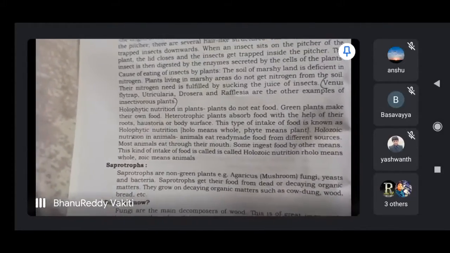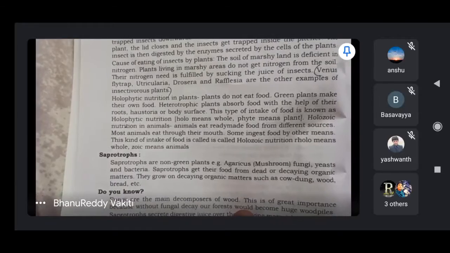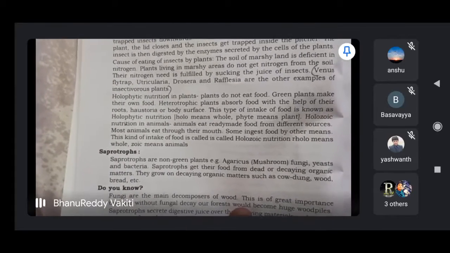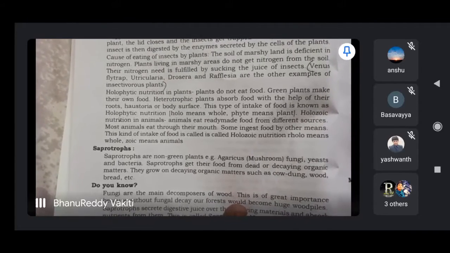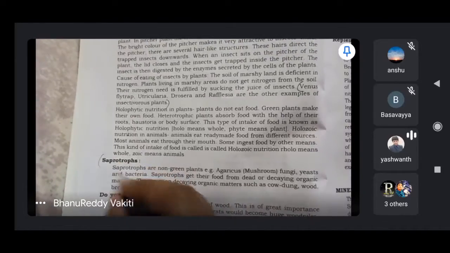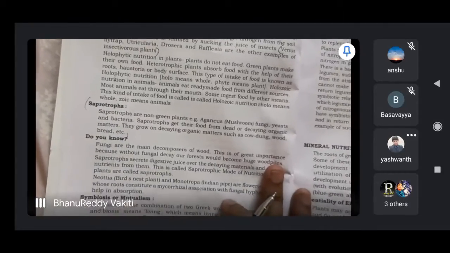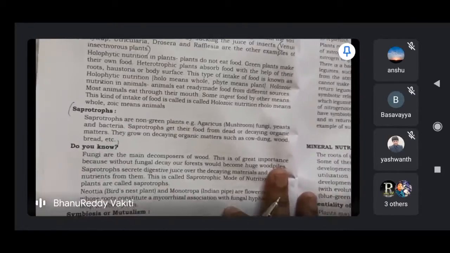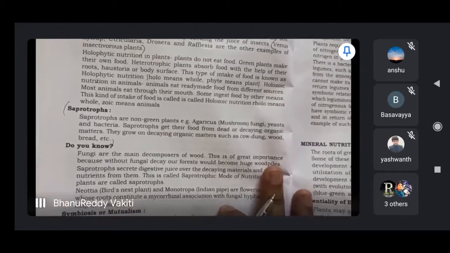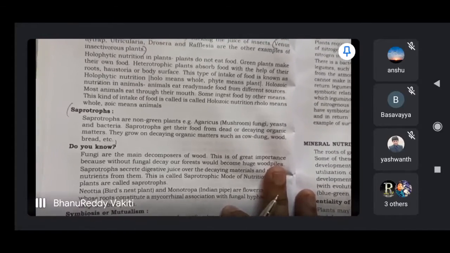And saprotrophs. Saprotrophs are non-green plants. Examples: Agaricus, mushroom, fungi, yeast. These are bacteria. These all are types of saprotrophs and get their food from dead or decaying organisms. And for decomposition, these are most probably important. Fungus, fungi, mushroom. Mushroom is related to fungi. Yeast and bacteria. Yeast, bread molds, all these. Okay, the fermentation process: in idli batter and dosa batter, how they are increasing, carbon dioxide is produced inside because of the presence of yeast. And bacteria, also curd bacteria, all those come under saprotrophs.